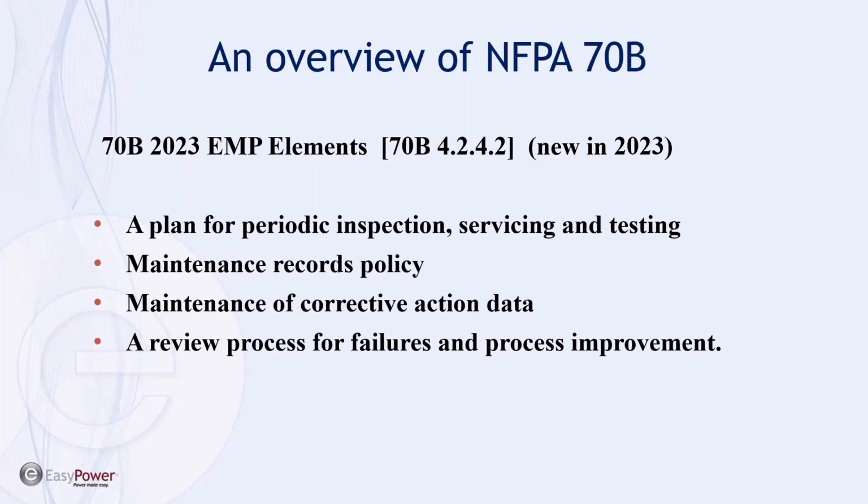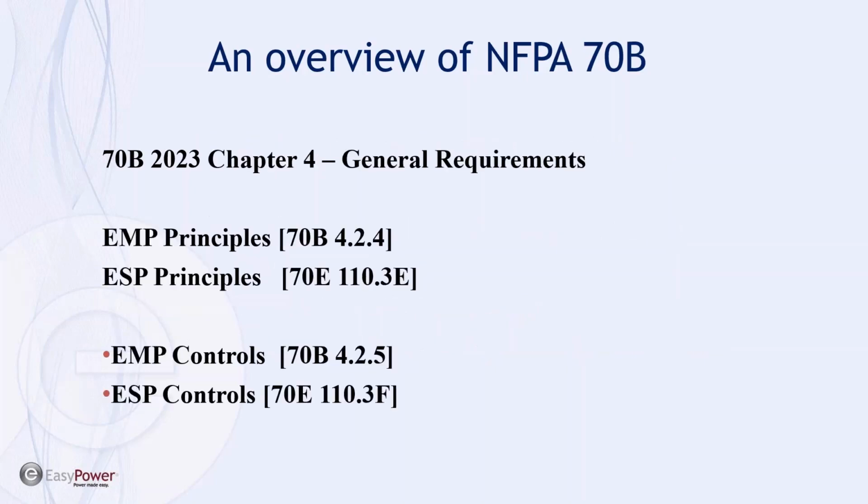70B, the electrical maintenance plan itself then, calls for a periodic inspection, service, and testing of components. If you're going to test and inspect and service, you should have the maintenance records, maintenance records policy, and again, the various aspects of corrective action data when things are inspected and anomalies are encountered, and again, a review process for failures and process improvement on that.